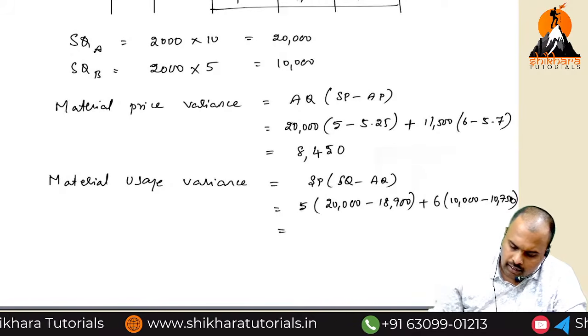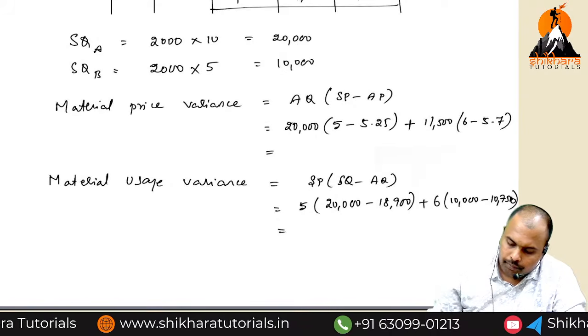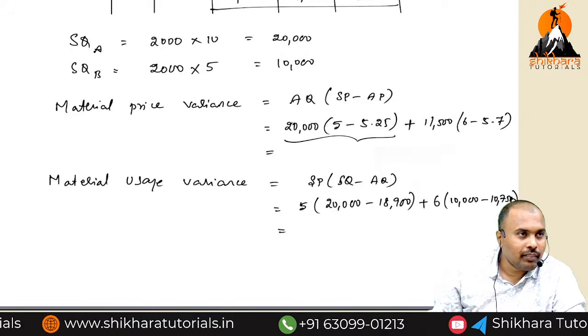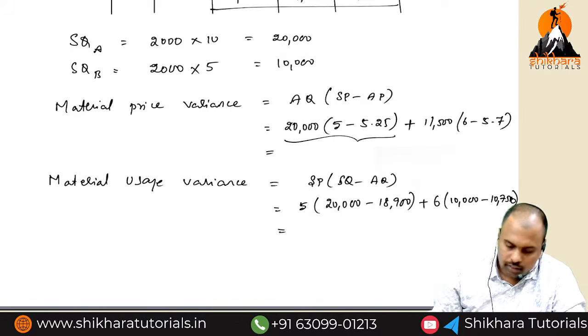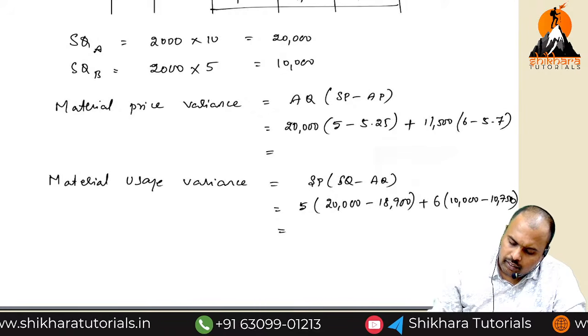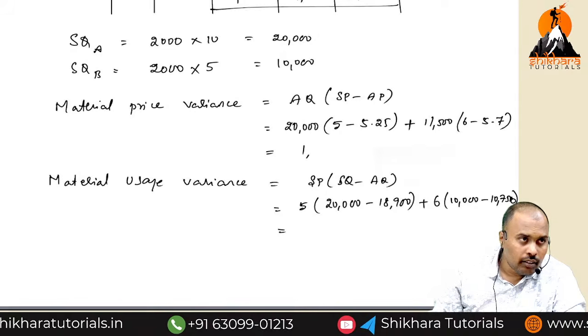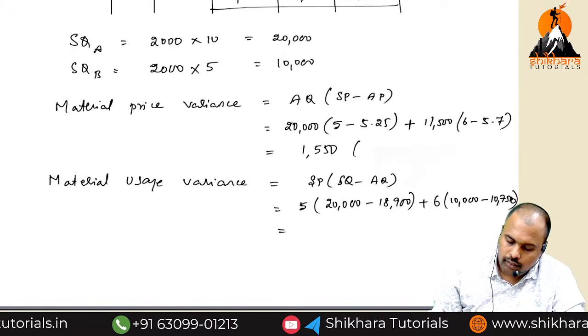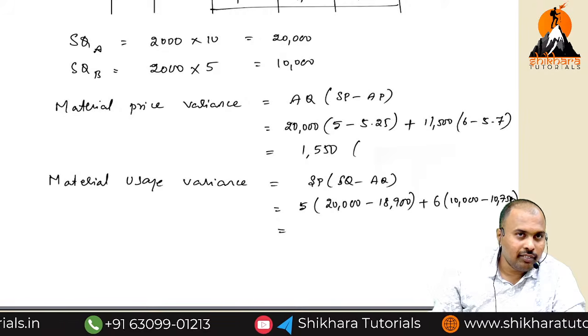Price variance is? Okay, you said only this one earlier. Okay, it is adverse. How much will it be? 1,550. Adverse or favorable? That's very much required.